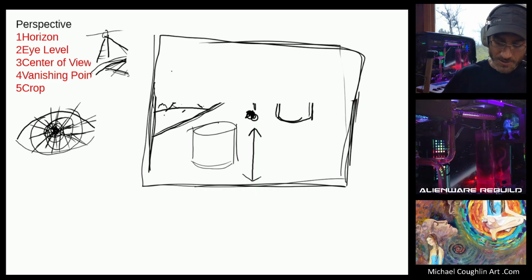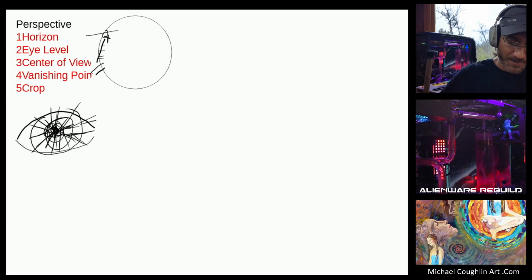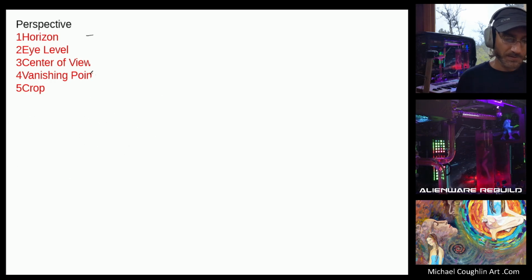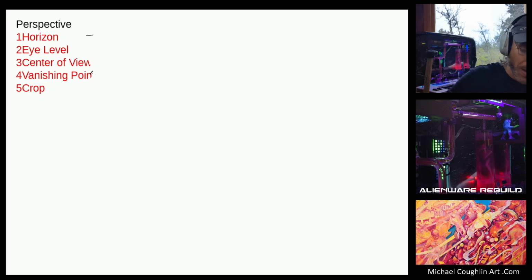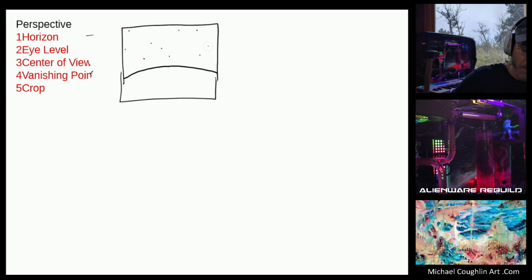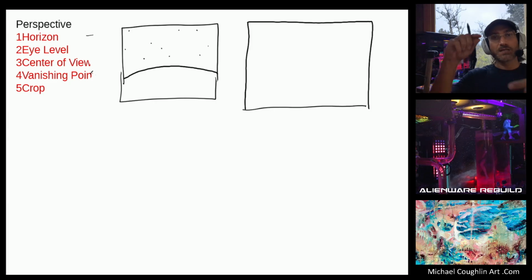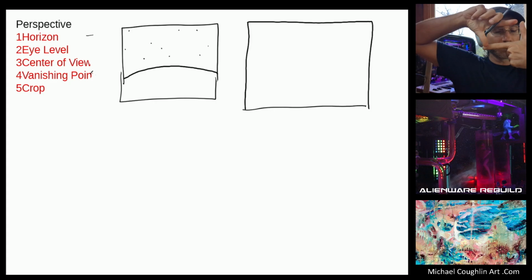So just to recap here, keep in mind these few different things. Horizon is simply where the land meets the sky. That's the horizon. It can be in many different places. If I tilt my camera, same eye level, okay?